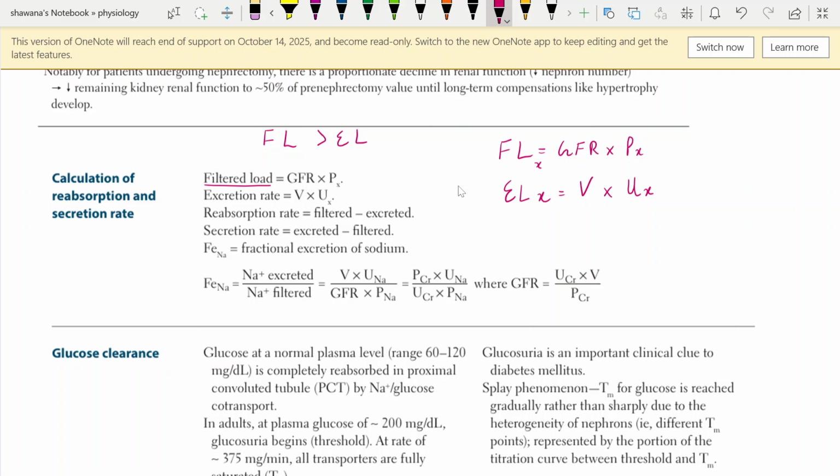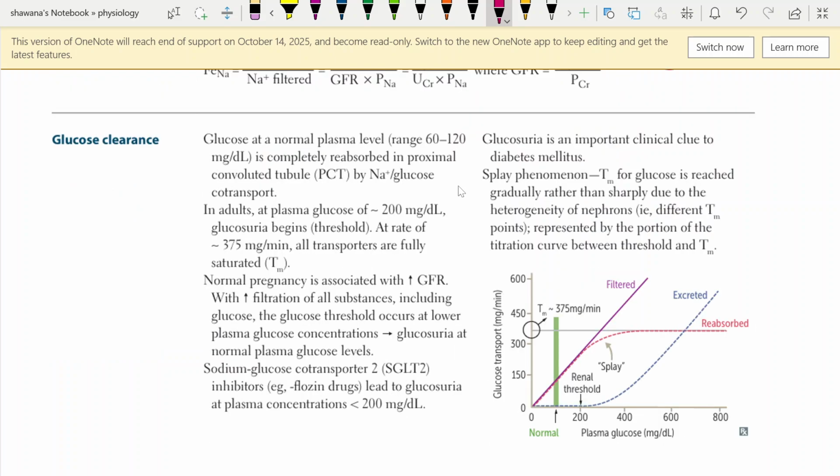And what is the substance that is neither secreted nor reabsorbed? It's inulin. And what was inulin used for? It was used to calculate the GFR, inulin clearance mainly. Last but not the least is the glucose clearance.